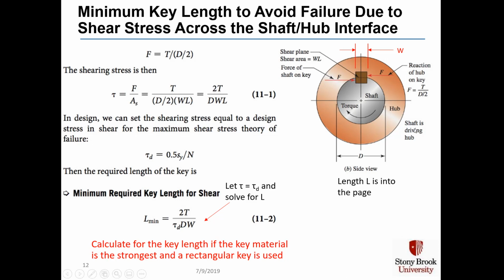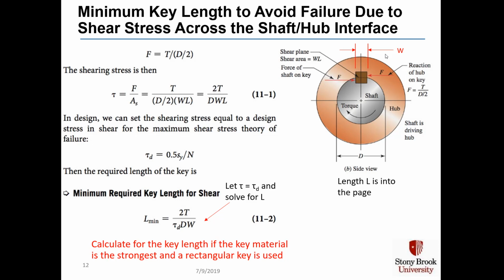On the right side we have a diagram of our system. There's the shaft. It's rotating in the clockwise direction, transmitting torque to the hub. Here's our rectangular key seat. And because of the transmission of torque through this rectangular element, we wind up getting a shear force and a shear stress on what's called the shear plane, which is the plane in the center. And the area of this shear plane is W, the width of the key, times L, which is the length into the page of the key.